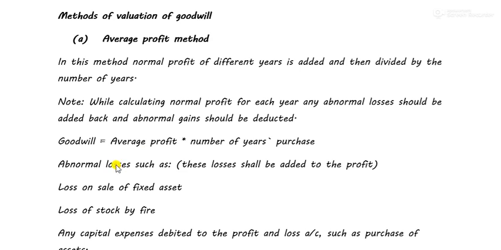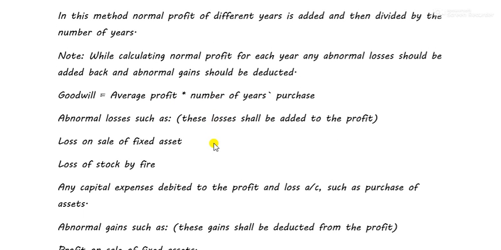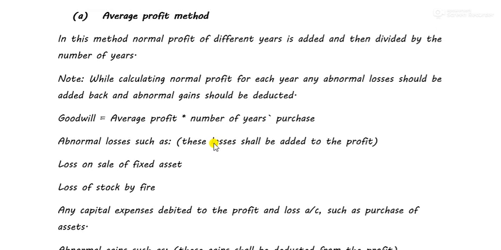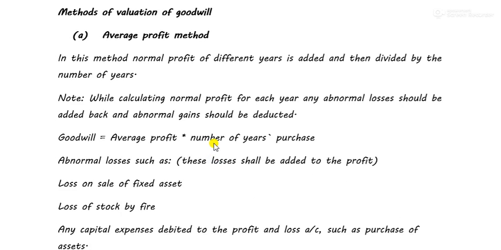Now how will average profit be calculated? Simple: add all the profit and divide by the number of years. Suppose you have added 5 years of profit, divide by 5. Suppose you have added 3 years of profit, then divide by 3, and then multiply by the number of years purchase. If they have given 3 years purchase, then average profit into 3. But there are some things that I think you should copy. Please copy it.